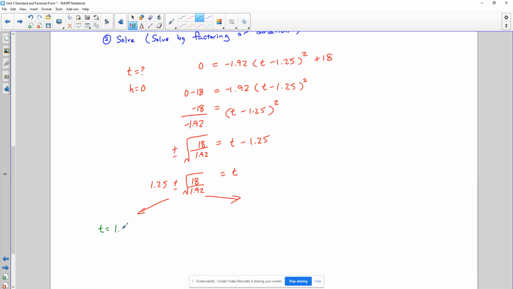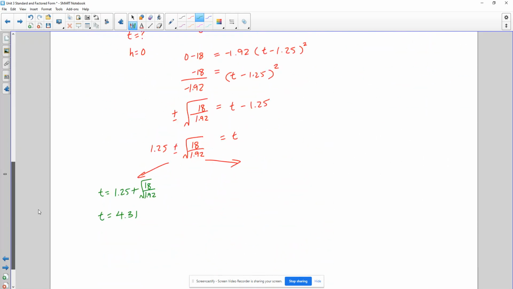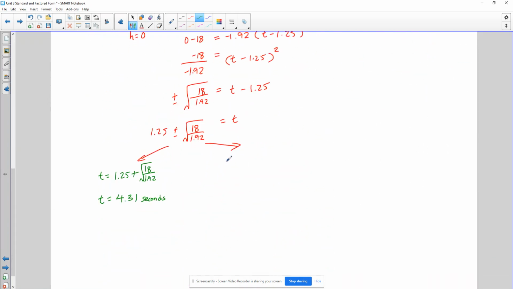Okay, so what are the possible times? We have one that is 1.25 plus the square root of 18 over 1.92. Now let me punch that in on the calculator. And I got 4.31. Don't forget the units. In this case, it is in seconds. And over here, we got t equals 1.25 minus the root of 18 over 1.92. I have a feeling this will be rejected. And it is, because the time is negative 1.81 seconds. So this is going to be rejected.